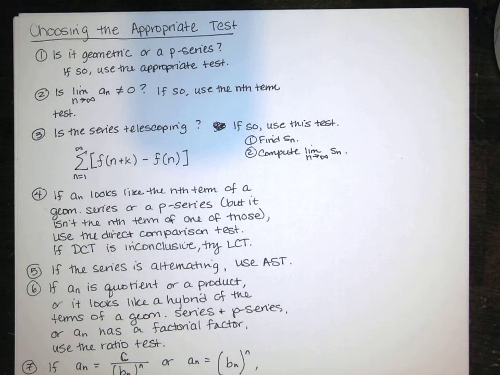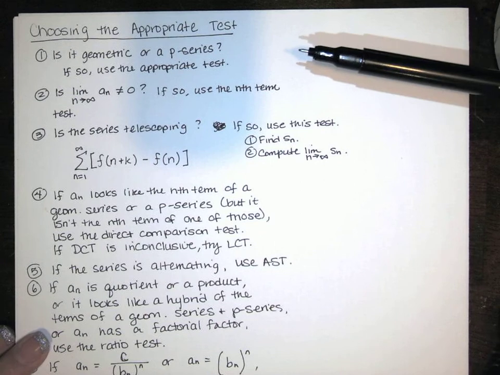I just wanted to give you a checklist. This is my approach. Some people use a slightly different approach. Some people put these questions in a different order. But this is the order I tend to ask them when I'm looking at a series. So I'm going to go through this list with you, and then we're going to look at 10 infinite series and choose the appropriate test, and then determine whether each series converges or diverges. Yes, that's proper grammar.